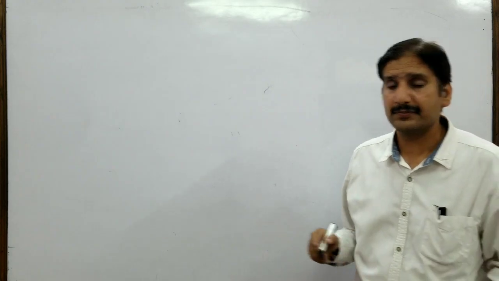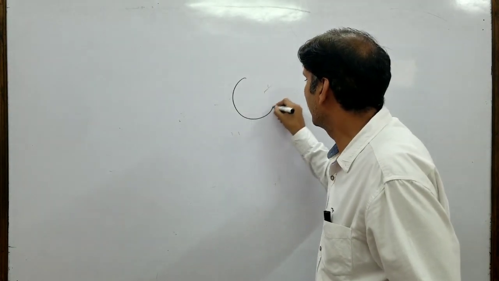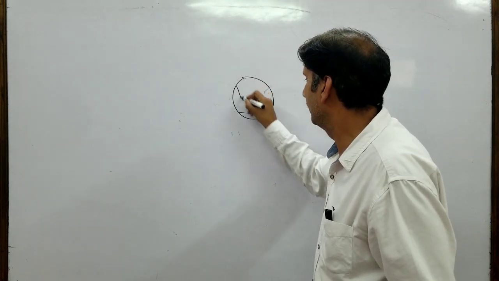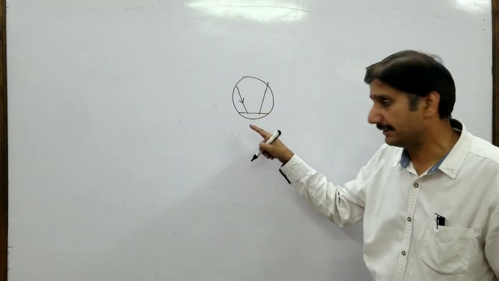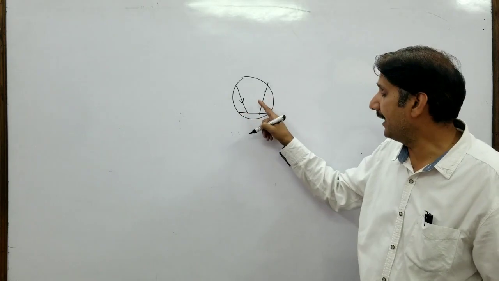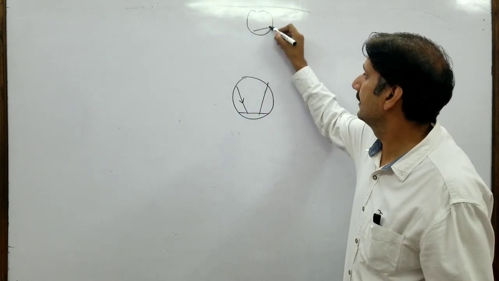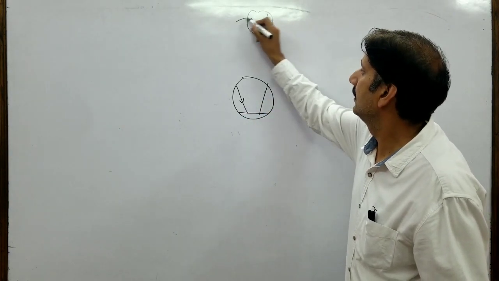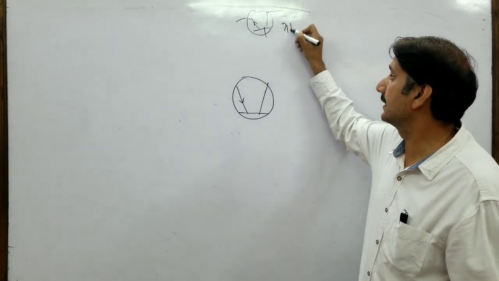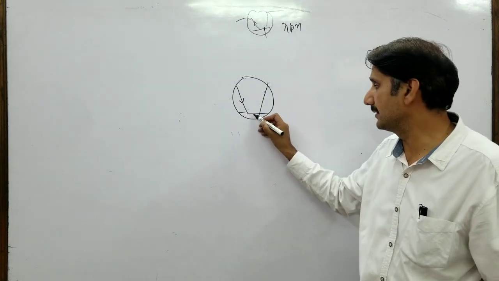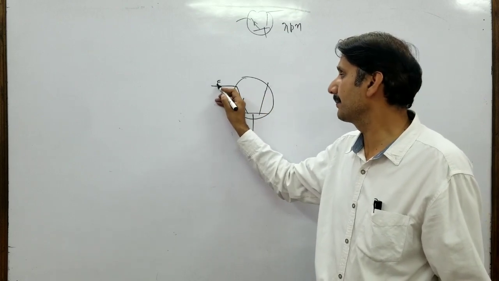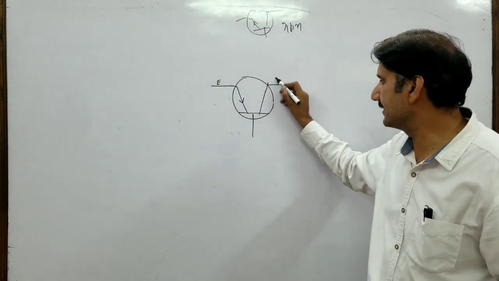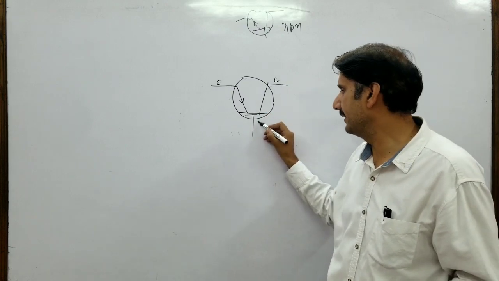And see, this is the symbol for a transistor. If the arrow is towards the base, this is a PNP transistor. If the arrow is outward like this, it becomes an NPN transistor. This is a PNP transistor. This side, which has the arrow, is the emitter. The other tilted side is the collector. This central side is the base.